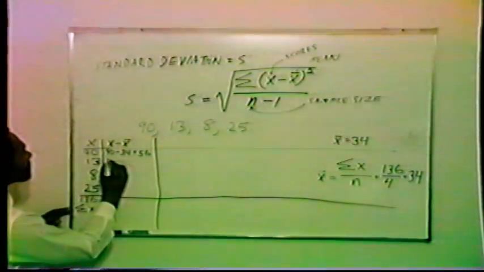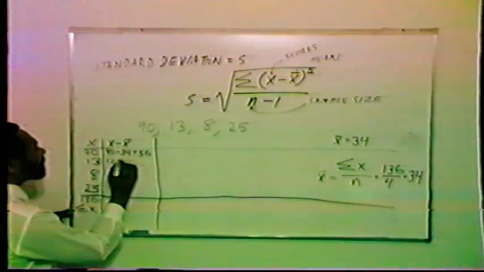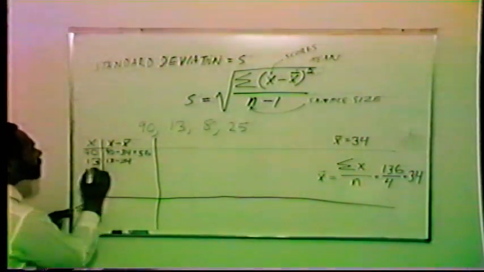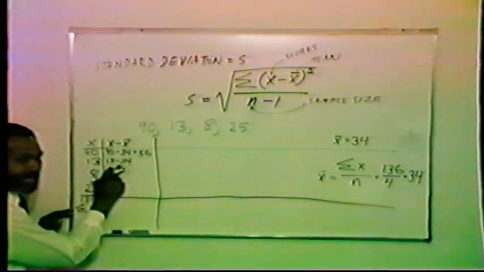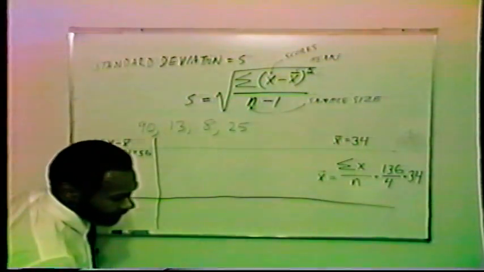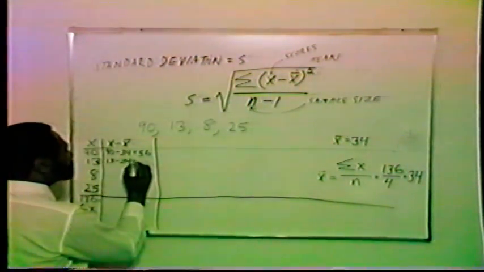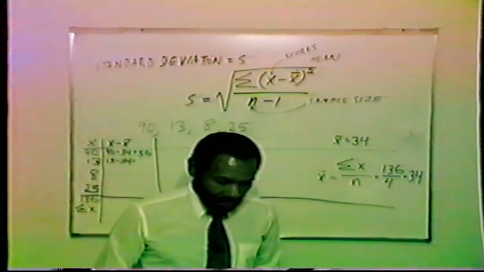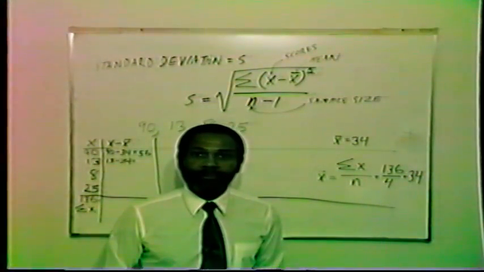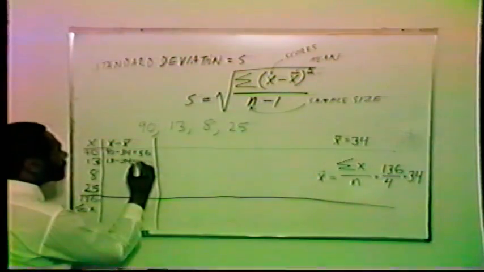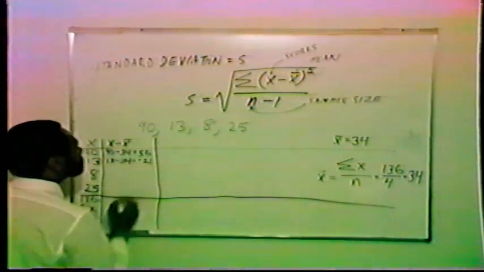Next we would have 13 minus 34. We're finding out how far this score here, 13, is from the mean. 13 minus 34 would give us what? If you said negative 21, you're right. And that's what we get, negative 21.